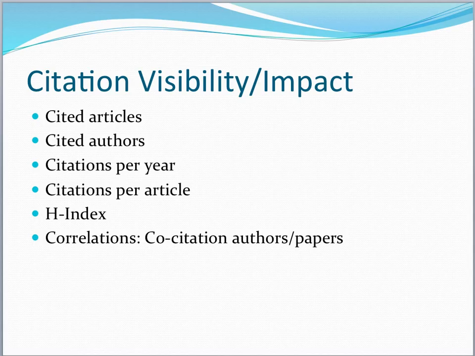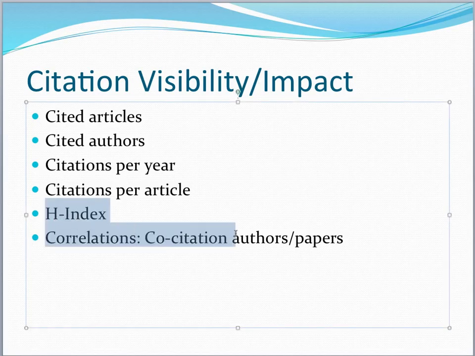Then we have indicators of visibility and impact. Of course, we already talked about the impact factor. Well, we have other indicators that we can construct. We can have cited articles. We can have cited articles per year. Or we can have cited authors. If you are a researcher, you want to see how many cites you have. Citations per year, that's another indicator. Citations per article.